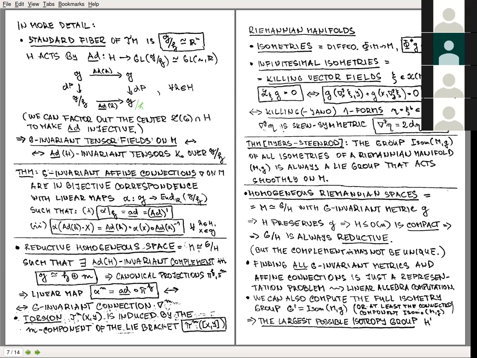So this is how the tangent bundle of the homogeneous spaces looks, and G invariant tensor fields on M are in one-to-one correspondence with Ad underbar H invariant tensors K zero over this standard fiber g mod h. And this K zero is again the value at some distinguished point, in our case the origin, the H viewed as a coset itself.